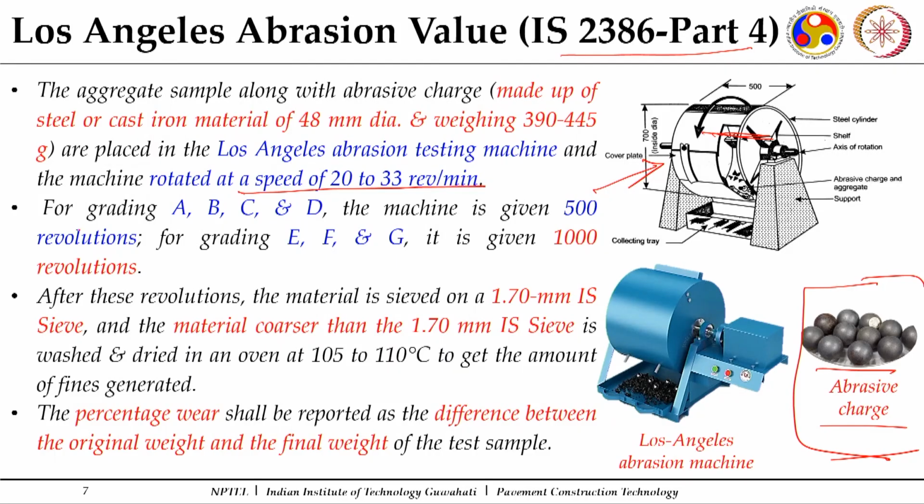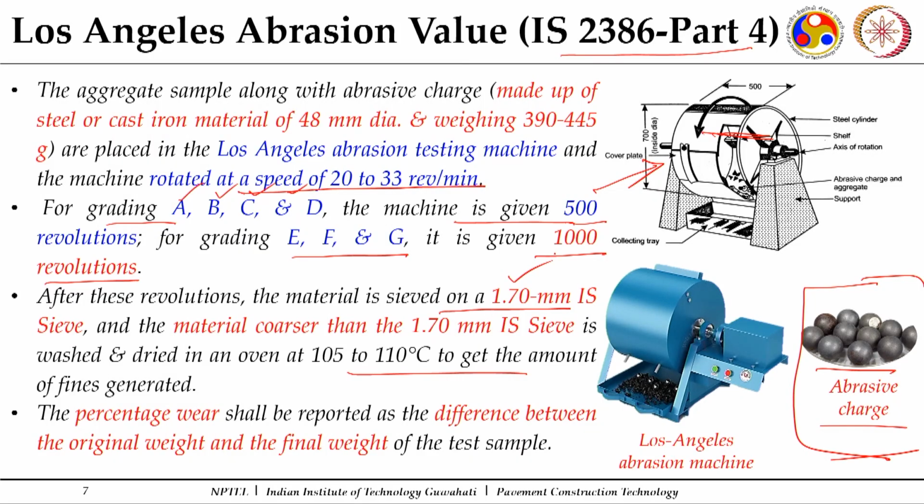For gradings A, B, C, D, the machine is given 500 revolutions, at a rate of around 30 to 33 revolutions per minute, and for the remaining 3 gradings, 1000 revolutions have to be given. Once this is over, you stop the machine, take out your aggregate sample and sieve it through a 1.7 mm sieve. The material passing is the final fines, and whatever is retained over 1.7 mm is washed and oven dried.